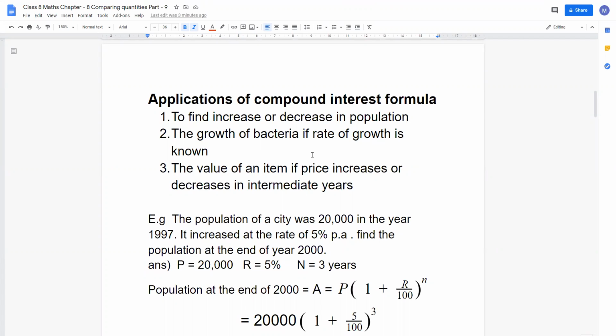And third is to find the value of an item if the price increases or decreases in intermediate years. That is to find the value of an article either increasing or decreasing. If increasing, plus in the compound interest formula, and if it is decreasing, in the compound interest formula, instead of plus we have to put minus. For that also I will show you examples. Now let us see the example.